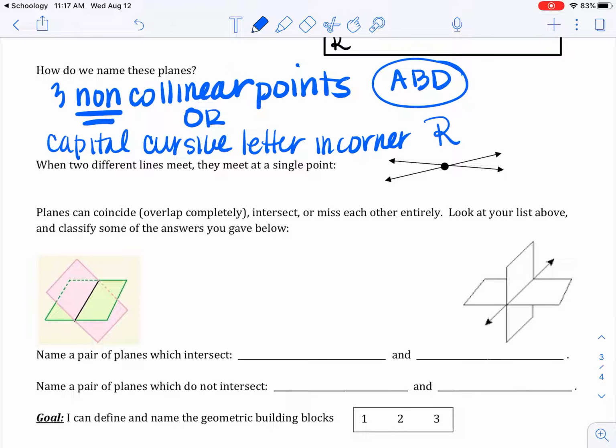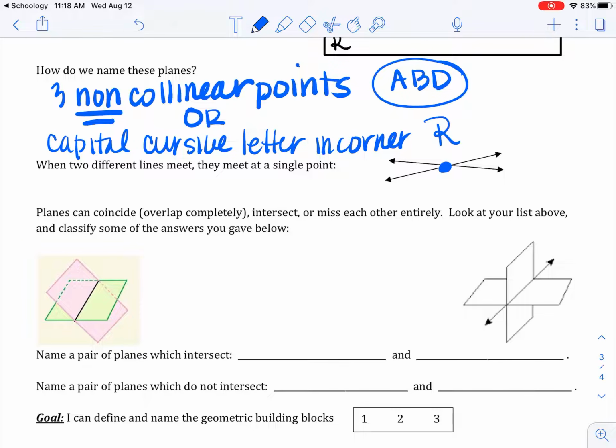2 different lines. Whenever you have 2 lines that intersect, they're always going to meet at a point. Okay, so if I say find the intersection of this line and this line, the answer is a point. And then also planes coincide, which means they overlap. If planes coincide, which means they overlap completely, that could happen. They can intersect, or they can miss each other entirely.